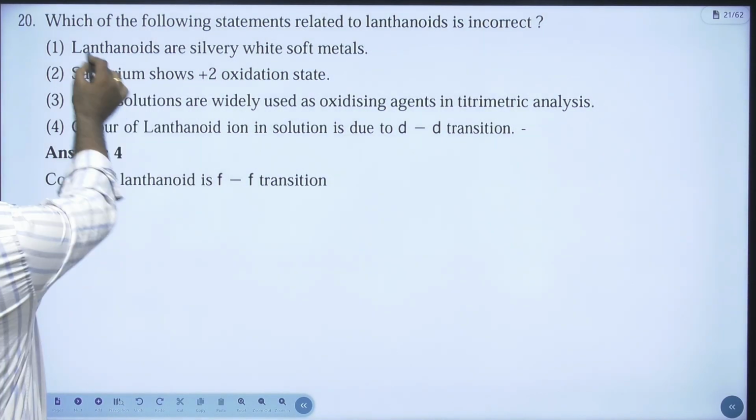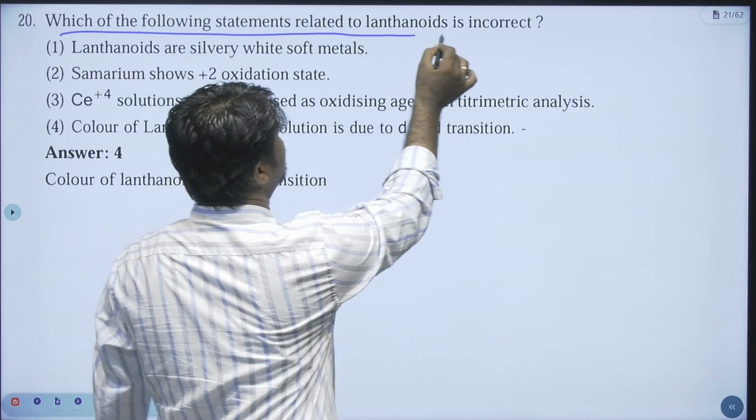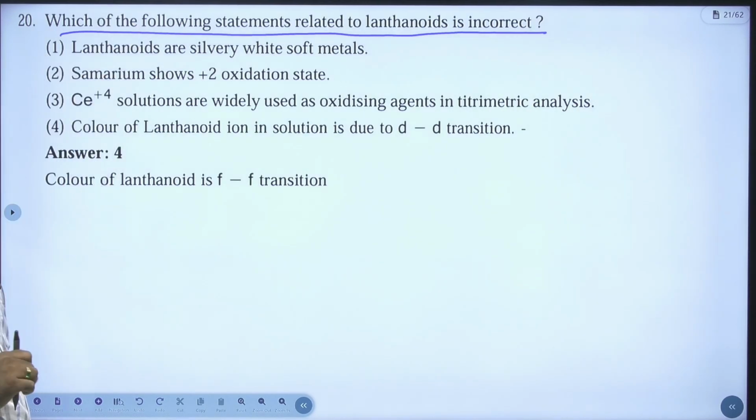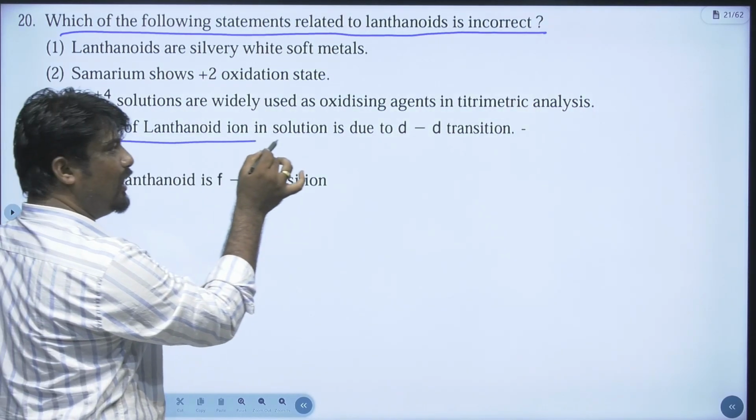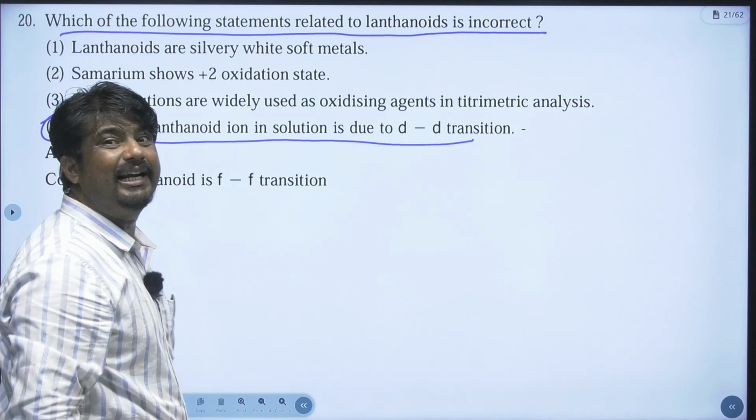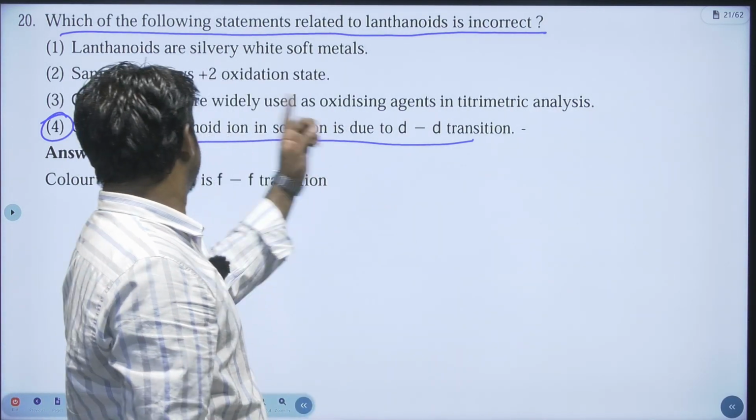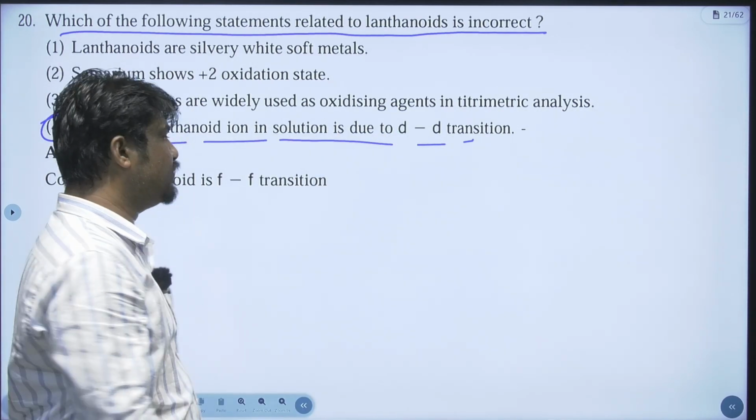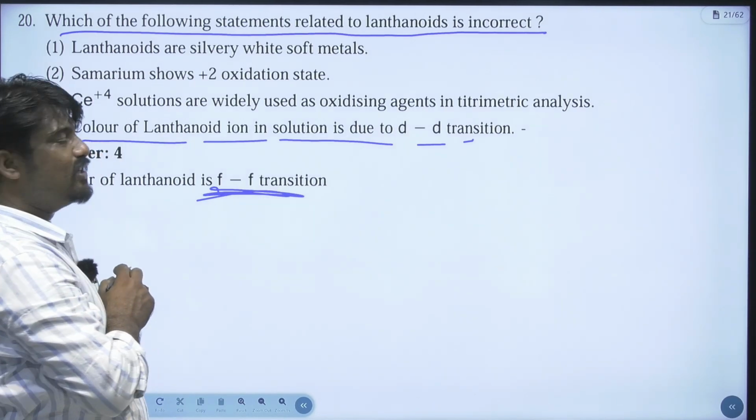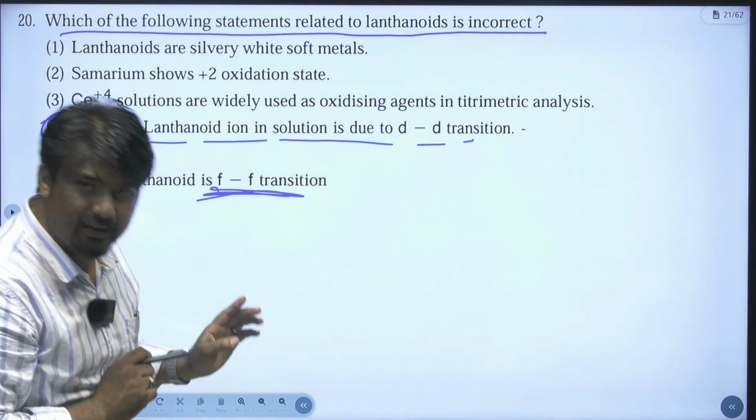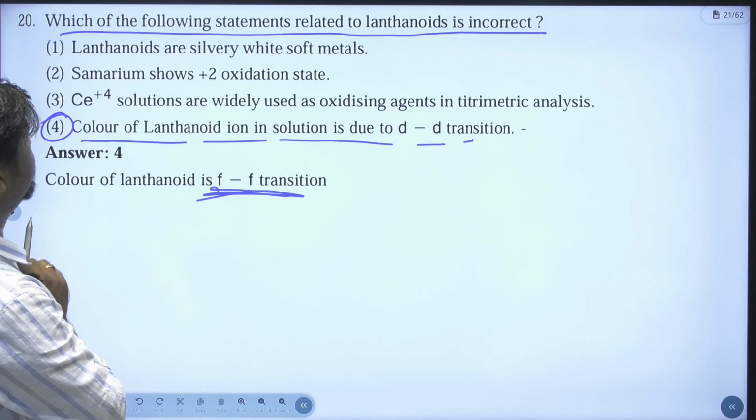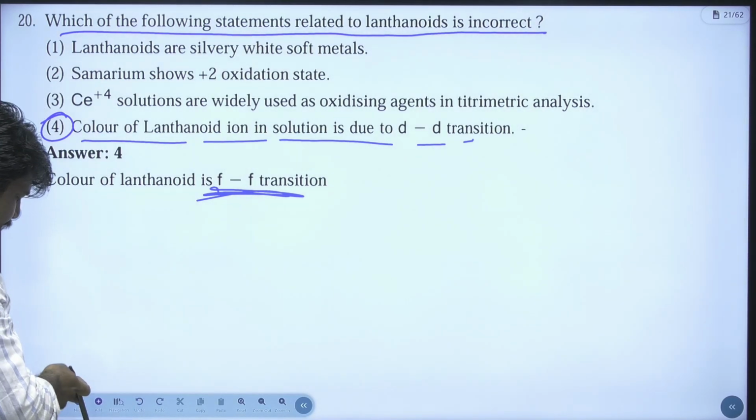Which of the following statements related to lanthanoids is incorrect? Among the given 4 options, the 4th option is incorrect because the color of the lanthanide ion in the solution is due to the dd transition. See here, the color of the lanthanide ion in the solution is not from the dd transition, it is from the ff transition. So the 4th statement is wrong. That's the right answer. The incorrect statement is the 4th one. Go to the next question.